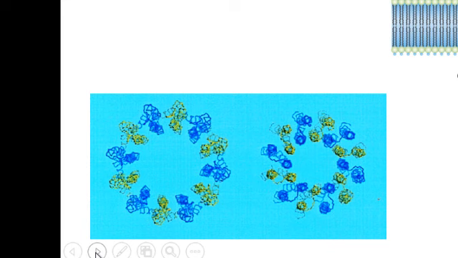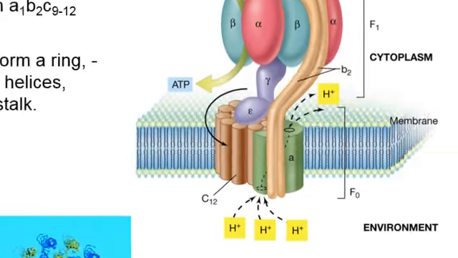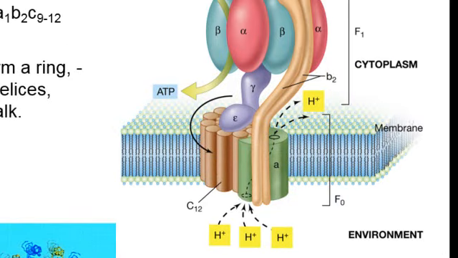And so you can see these shown below, where one C subunit is shown in blue and one is shown in yellow, forming a ring structure that goes through the membrane. You can also see that the A subunit is actually the proton channel, and on this figure you can see the protons being shown going through the A subunit.